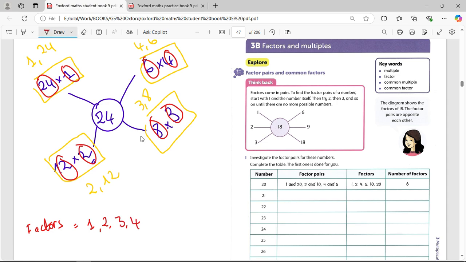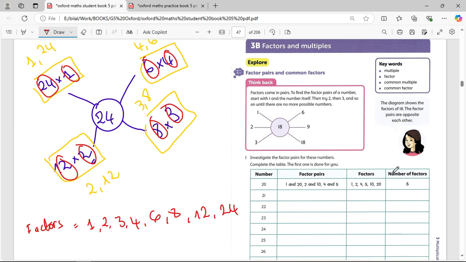So after the 3 I have 4, and then I'm going to check. Do I have a 5? No, I have a 6. Do I have a 7? I don't have a 7. I have an 8. I don't have a 9, a 10, or an 11. I have a 12. After 12, what do I have? I have directly 24. So these are the factors.